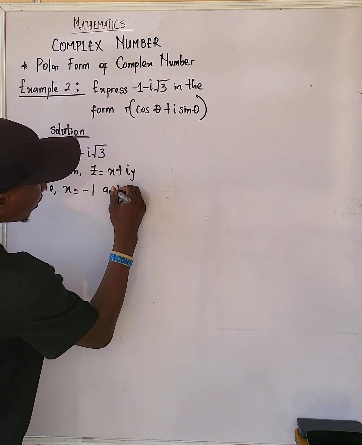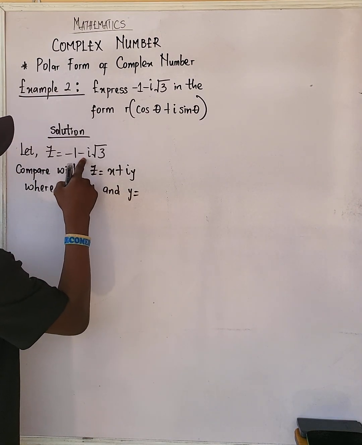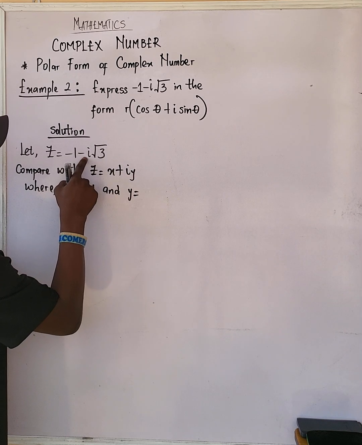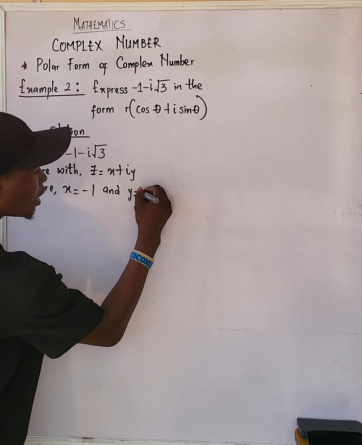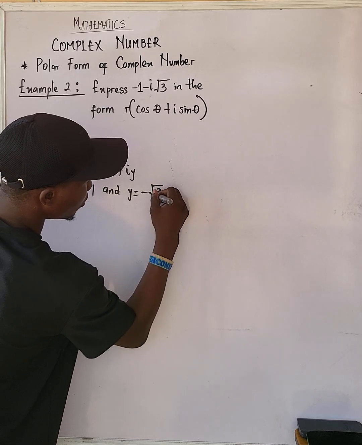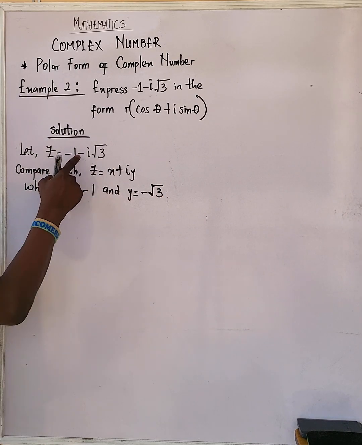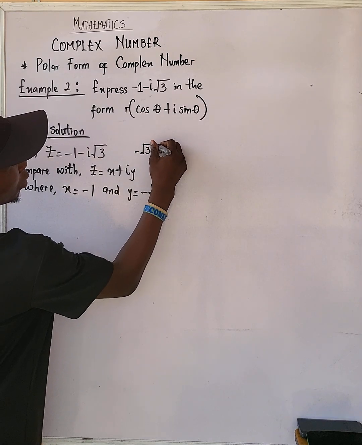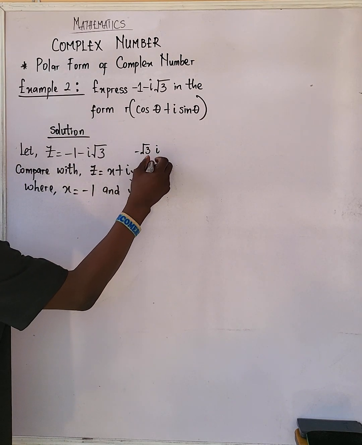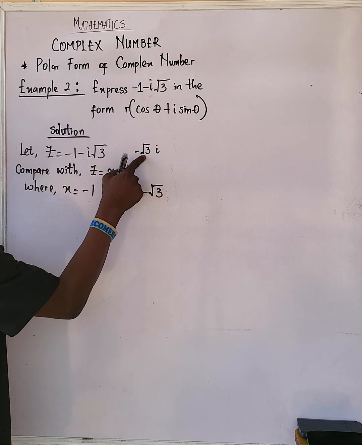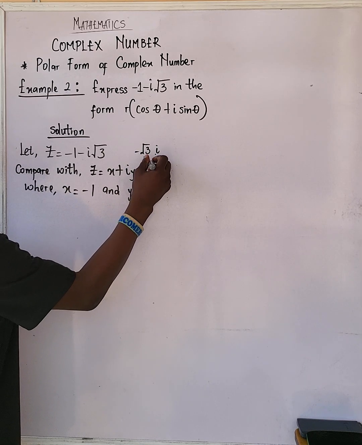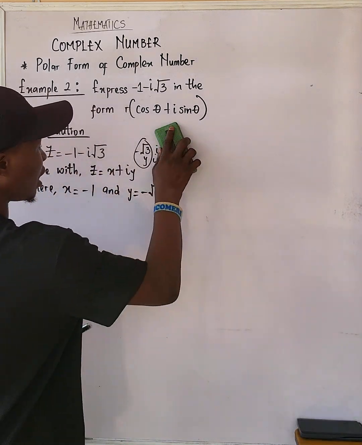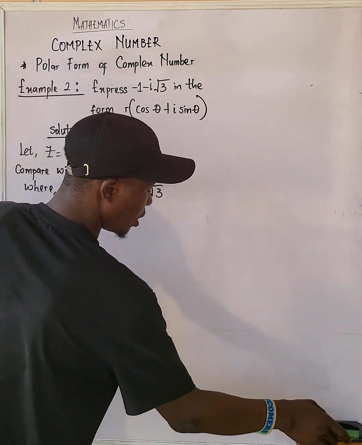-1. And y, what does y represent here? Y represents this i. So anything in front of the i is your y. So what is in front of the i here? Don't forget, you take it with the sign, which is minus square root of 3. This minus i square root of 3 is the same thing as saying minus square root of 3, then put the i. So anything in front of your i is your y, right? So this is our y. Do you understand? So now, after you've gotten the value of x and y, what do we now do?